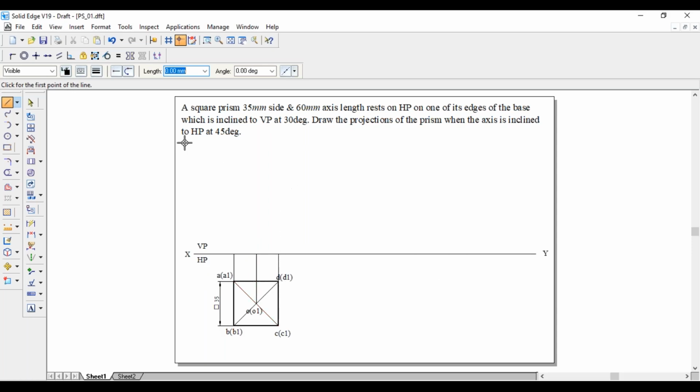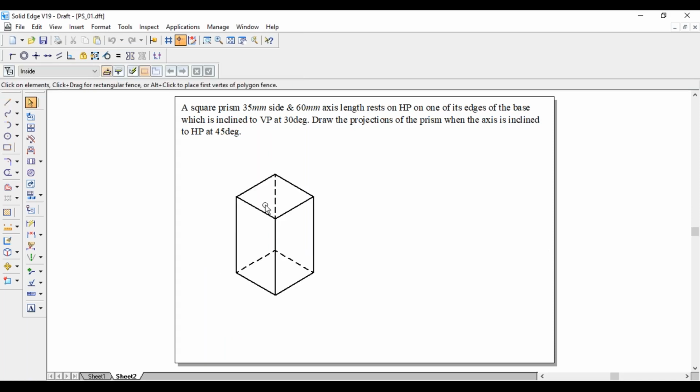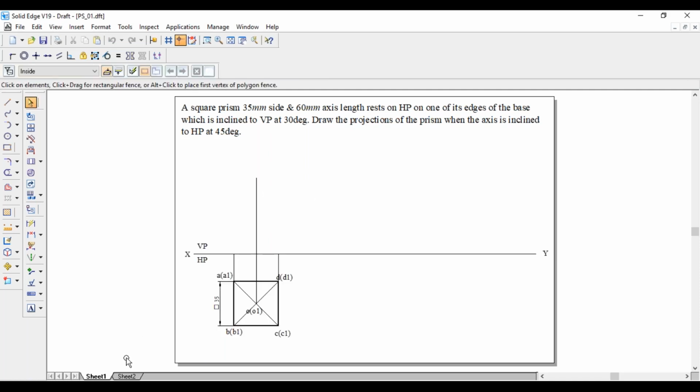Now he has given a 60 mm axis length. The sides are 35 mm, whereas the axis length is 60 mm. So this is the axis line. From this point, draw a vertical line of 60 mm. As it is a prism, if the axis length is 60 mm, these side lengths are also the same 60 mm only. So from this side, draw a vertical line of 60 mm. Similarly, from this one, draw a vertical line of 60 mm.